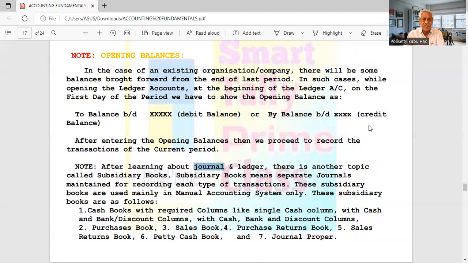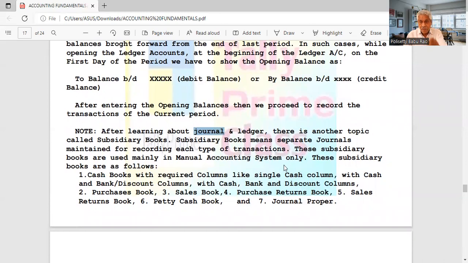That is why, in the case of manual accounting, we analyze the nature of the transactions. Purchases we made, cash payments we made, cash received, sales we made, purchase returns, sales returns, expenses paid, incomes; all come under cash payment or cash receipt. These are the nature of the transactions. So depending on the nature of the transactions, instead of writing all of them in one journal, we maintain a separate journal for each nature of transaction.